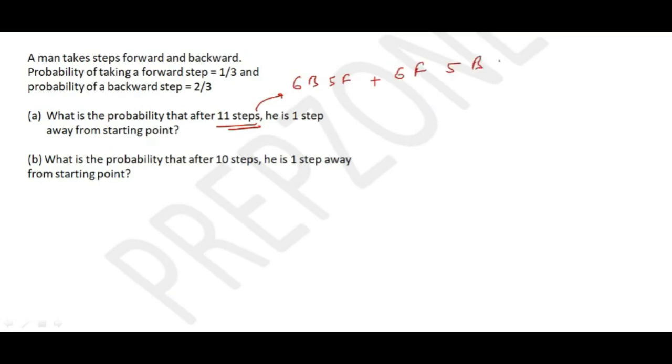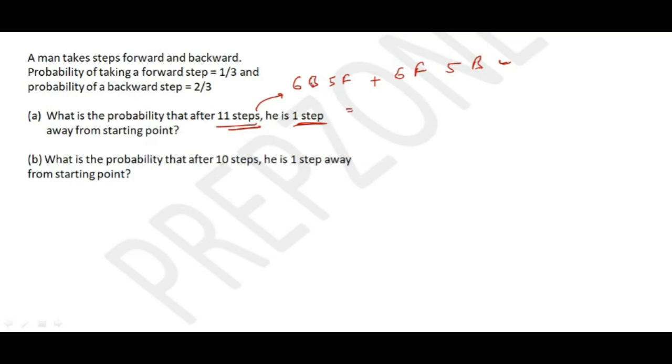Very good. Okay. Just 1 minute. Is this clear to everyone? That total 11 steps are taken, but he is 1 step away. Now either he could be 1 step forward or he could be 1 step backward. The only way he could be 1 step forward is when the number of forward steps is equal to 1 plus the number of backward steps, and vice versa. So the only possibility I have for the first to happen is this case.